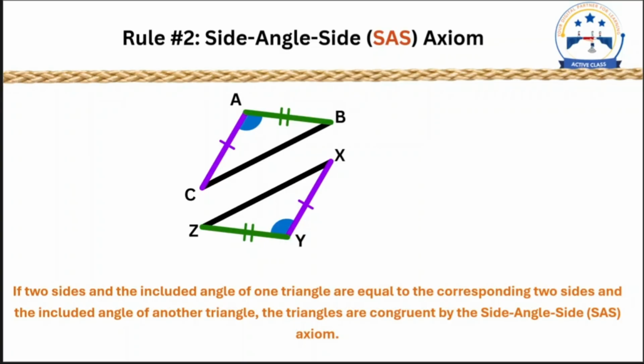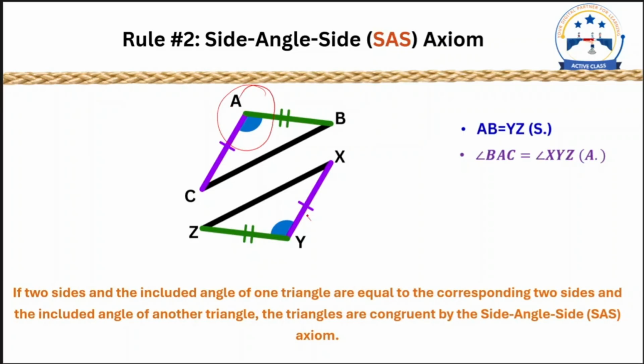Can you tell me the two equal sides in this triangle? Great. The first side is AB and YZ. Side AB is equal to side YZ. Likewise, angle BAC is equal to angle XYZ. BAC is this angle and XYZ is this one. Finally, side AC equals side XY.